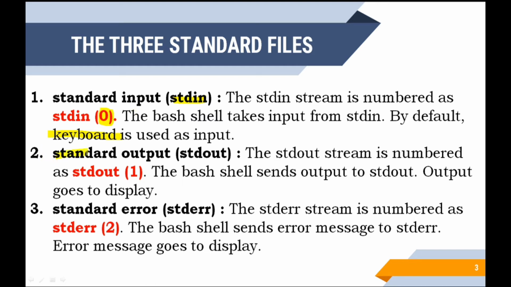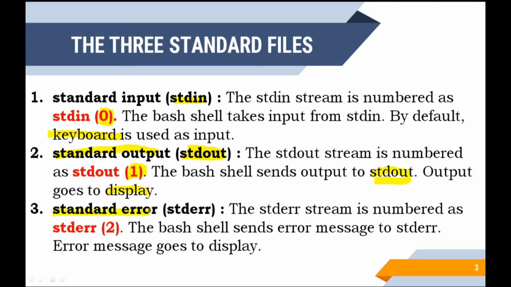Then next is standard output. It is written as stdout, and the standard out stream is numbered 1. The bash shell will send the output to standard out, stdout. Then the output goes to the display, meaning the terminal is associated with the standard output device.